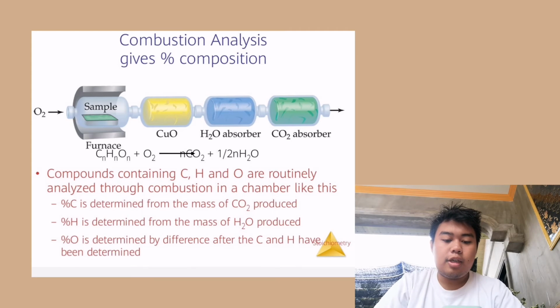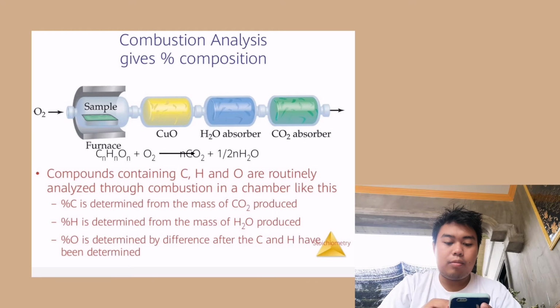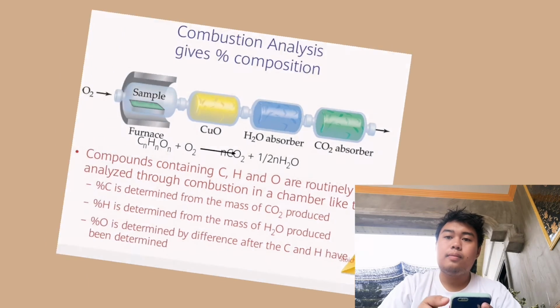Combustion analysis gives percent composition. Compounds containing carbon, hydrogen, or oxygen are routinely analyzed through combustion in a chamber like this. Carbon percent is determined from the mass of carbon dioxide produced. Hydrogen is determined from the mass of water produced. Oxygen is determined by difference after the carbon and hydrogen have been determined.